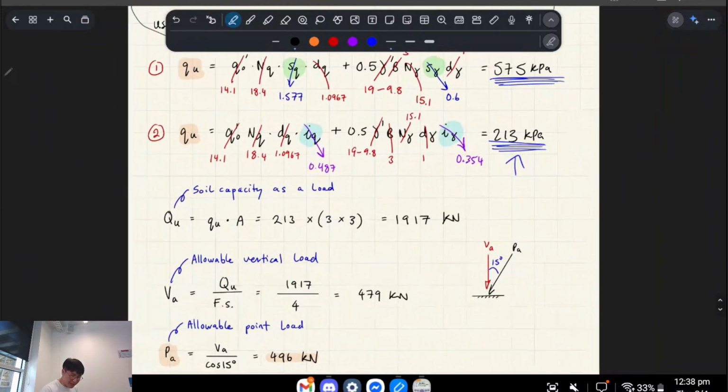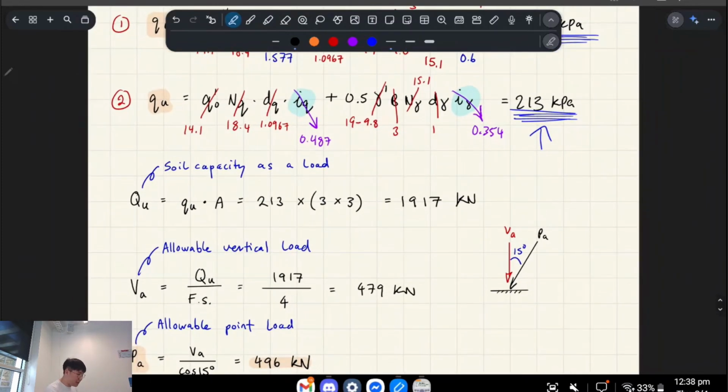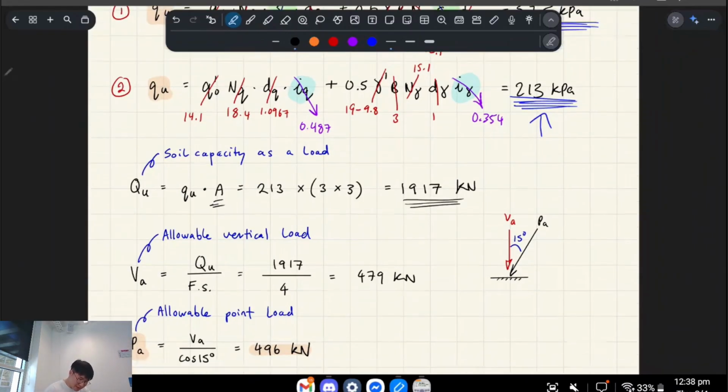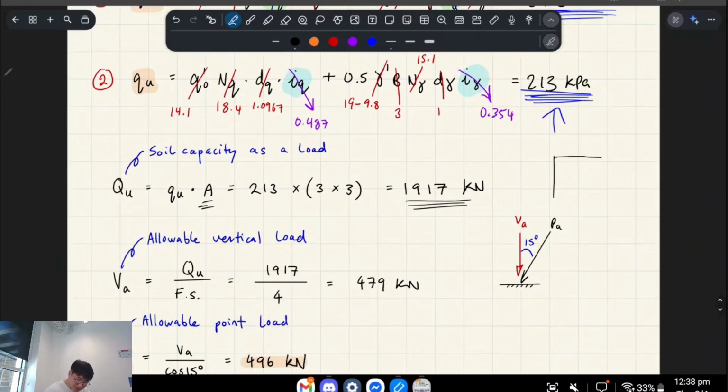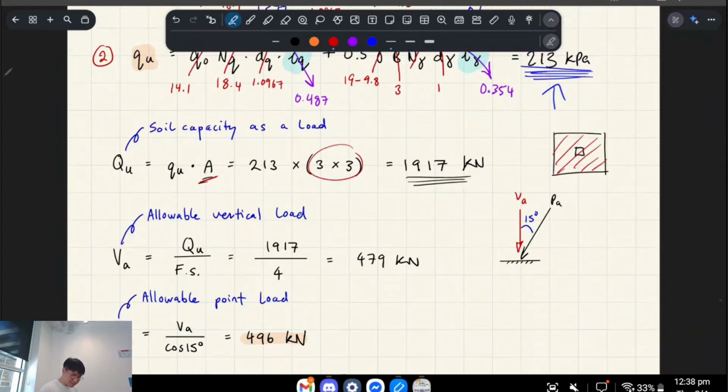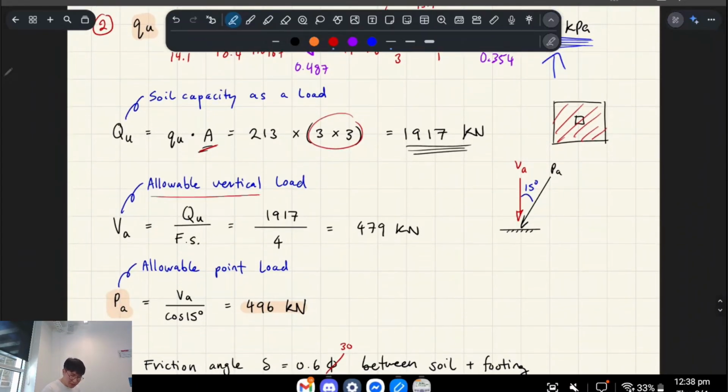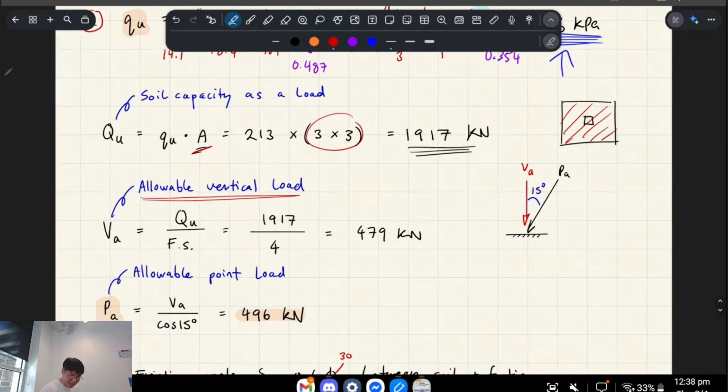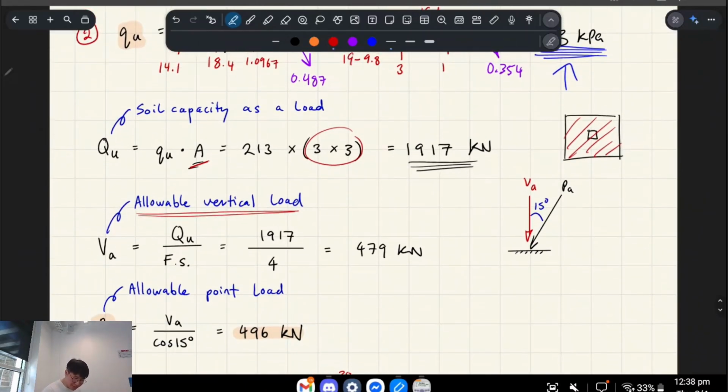Okay, so now we convert this to the soil capacity in terms of force. We multiply it by the area, and it's a square footing that's concentrically loaded, so the whole thing is effective. So A is 3 by 3. The allowable vertical load is basically just the vertical component of that.